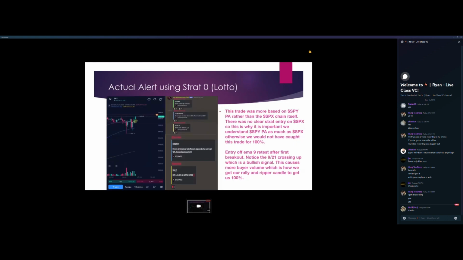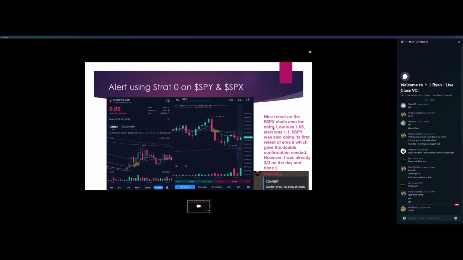Oh, I forgot I did another trade. Hold up. I have one more trade I did. I keep forgetting I made like 4 trades today. So we have another trade. I took this at the end of the day. That's why it says 5 cents, but this wasn't at 5 cents at the time.